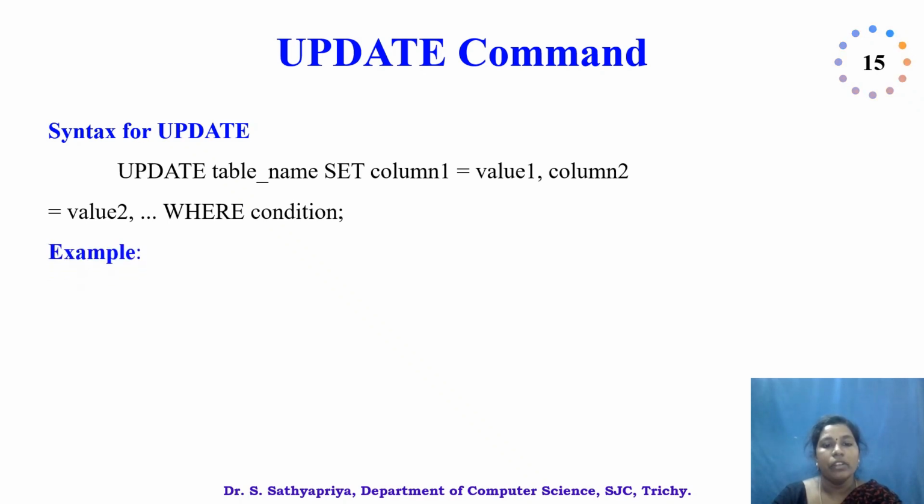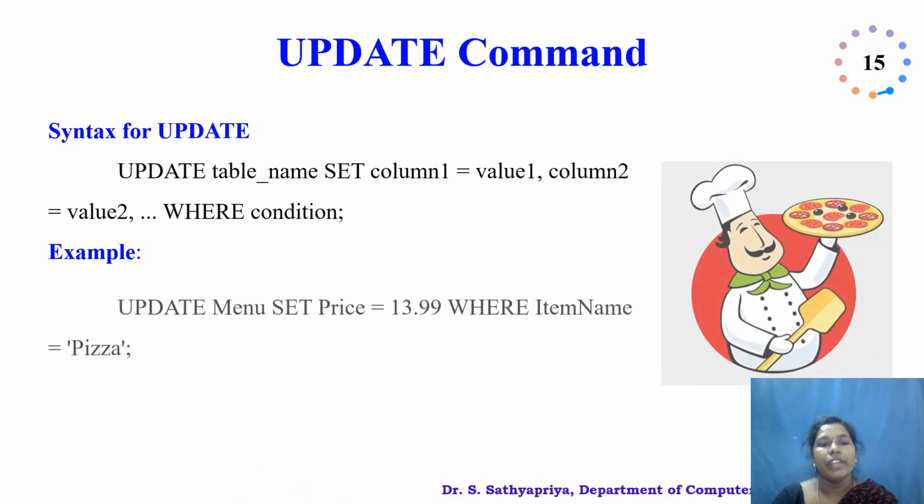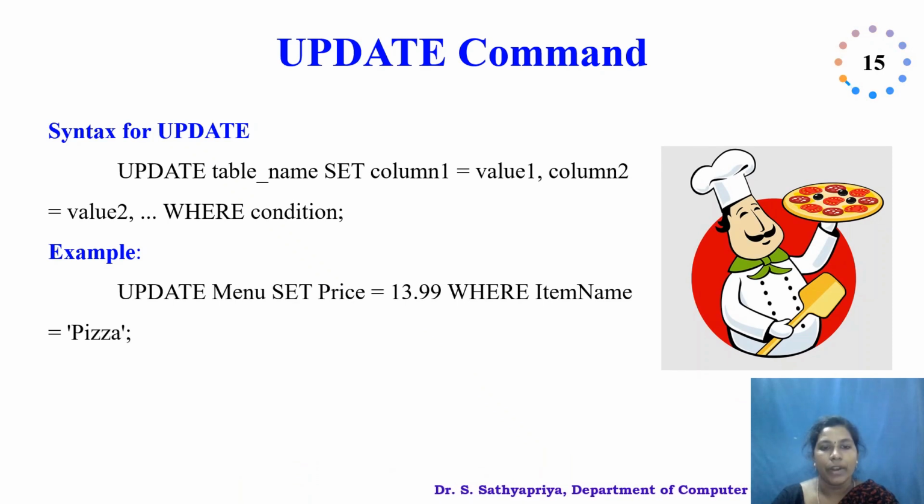Consider an example. After reviewing the prices in your menu, you decide to update the price of pizza to 13.99. The update command ensures that the correct price is set without affecting other items on the menu. The query will be update menu set price equal to 13.99 where item name equal to pizza. After executing this query, the price value of pizza is updated.